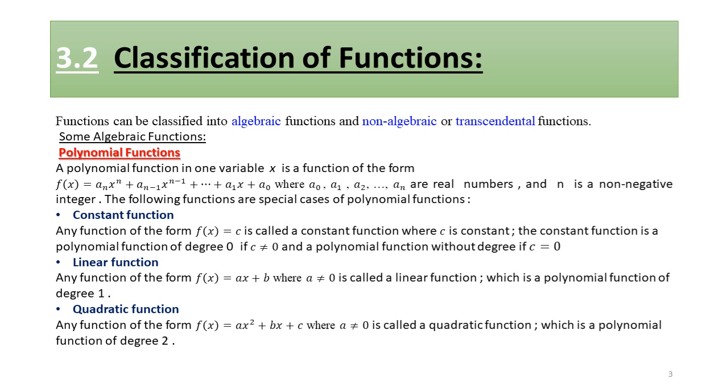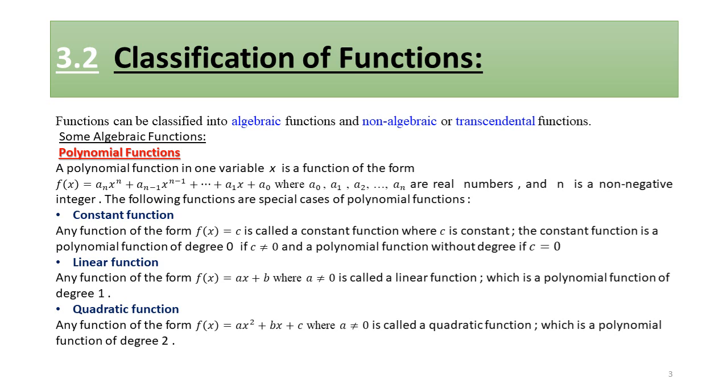Classification of functions. Functions can be classified into algebraic functions and non-algebraic or transcendental functions. Some algebraic functions: polynomial functions. A polynomial function in one variable x is a function of the form f(x) = a_n x^n + a_(n-1) x^(n-1) + etc. + a_1 x + a_0, where a_0, a_1, a_2, etc., a_n are real numbers and n is a non-negative integer.